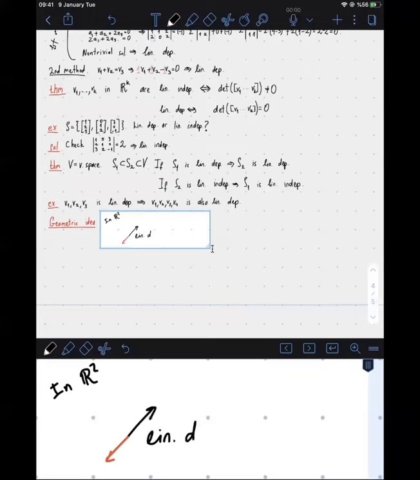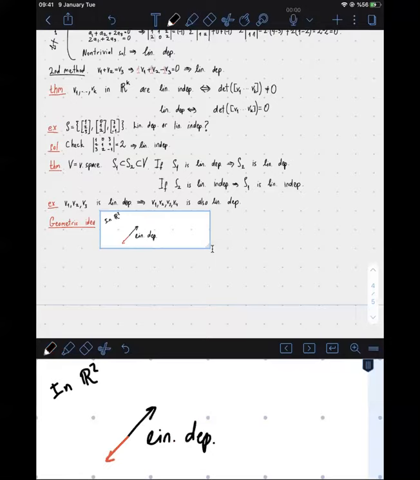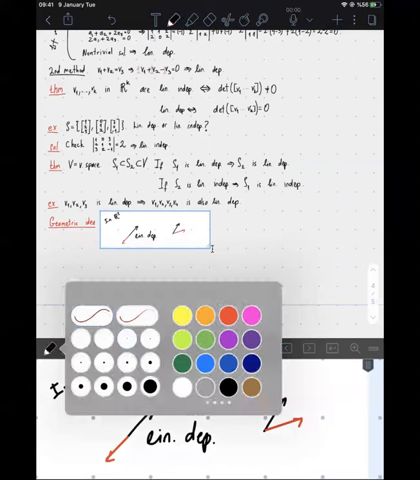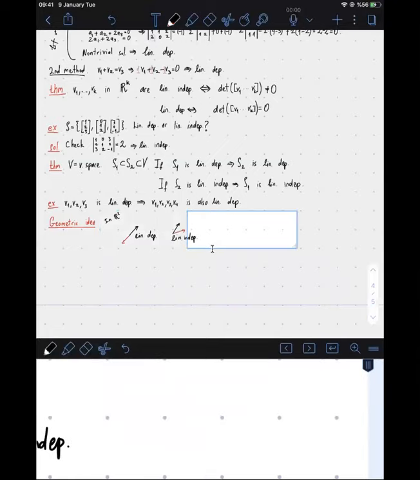Okay, so because one is a multiple of the other, okay? And so to be linearly dependent, the vectors should lie on the same line, okay? And to be linearly independent, they should not lie on the same line. So if these vectors are like this, then these two vectors are linearly independent. This is for the plane R2. So what about in R3?